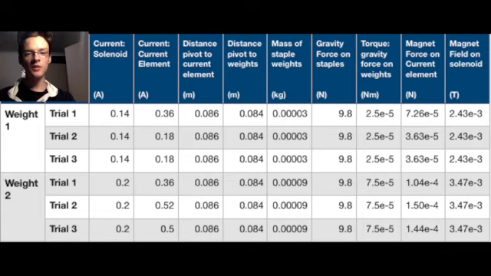Interestingly, talking about the results, the current in the solenoid is consistent between each of the trials for both weights 1 and 2. The current element current, however, varies slightly, with each weight having one outlier, being 0.36 amps in weights 1 and 2 respectively. Otherwise, the ampere measurement is very similar.